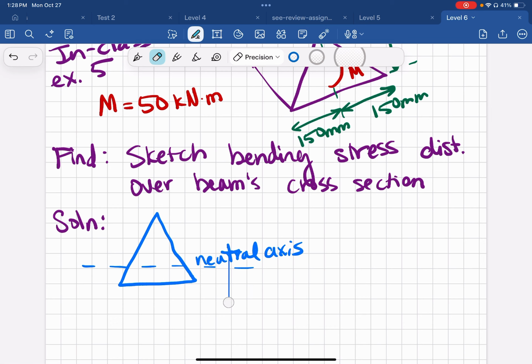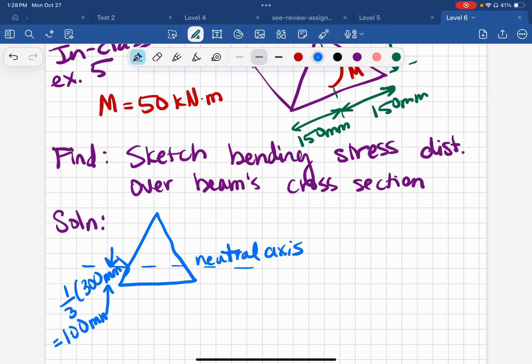It's basically going to be 1/3 from the heavier part. So this would be 1/3 of the 300 millimeters, so it'd equal 100 millimeters. And we could even draw the cross section.